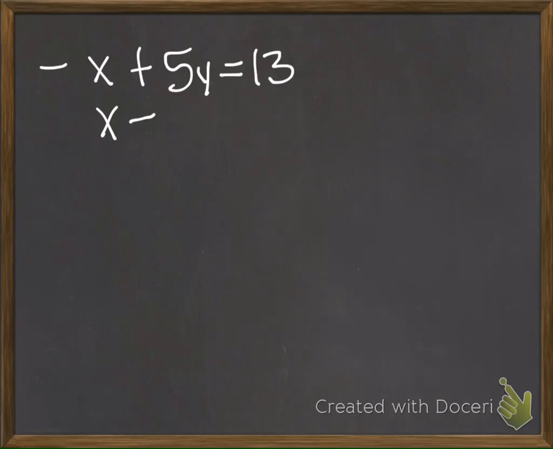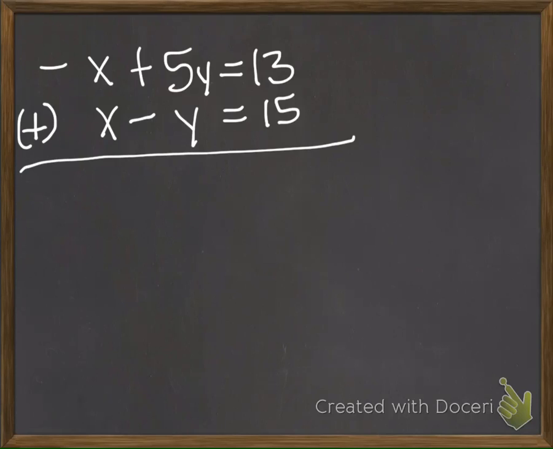So number 8: negative x plus 5y equals 13, and x minus y equals 15, okay? Your x's can actually be eliminated because there's a negative x and a positive x, and you would use addition to make that happen. So negative x plus x is 0. It goes away. Then you have 5y plus negative y, so 5y minus y is 4y. And then 13 plus 15 is 28.